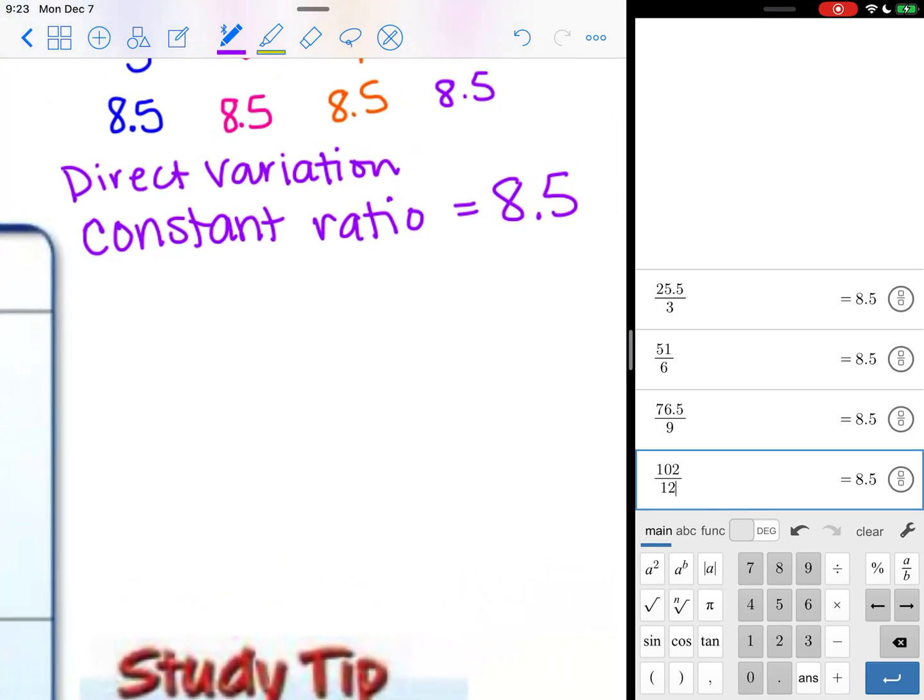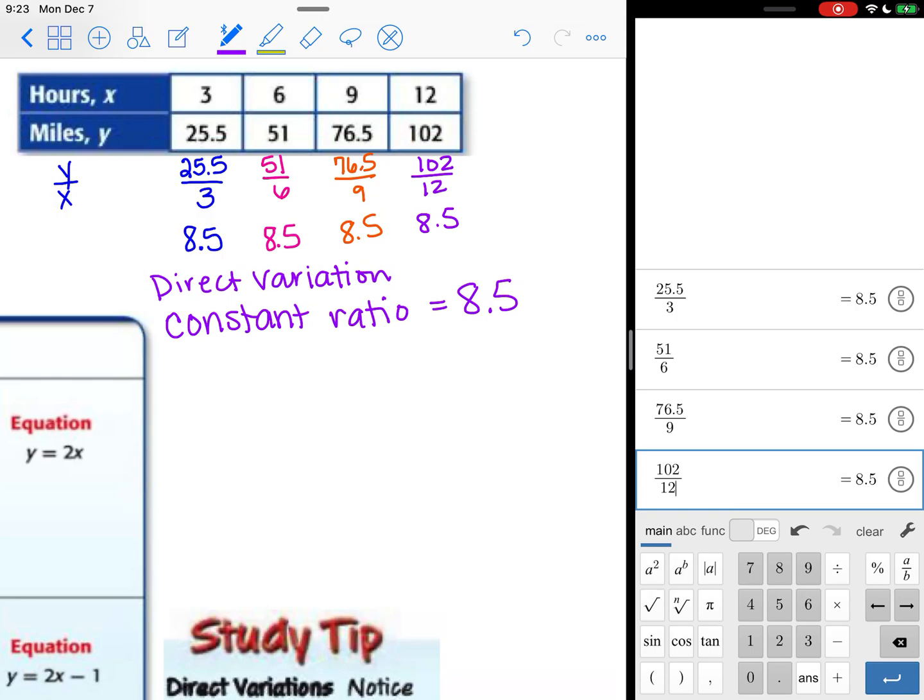So now that I know that the constant ratio, also known as the constant of variation, is 8.5, I can also write the equation. So remember, it's in this form, y equals pattern times x. That 8.5 is the constant ratio. That's that constant pattern that's going on. All right, so y equals 8.5x is the equation for this situation.